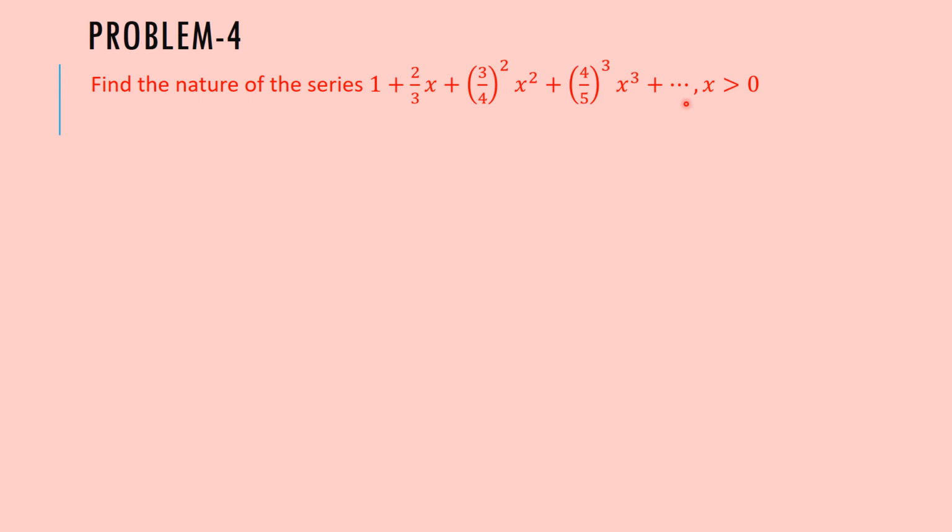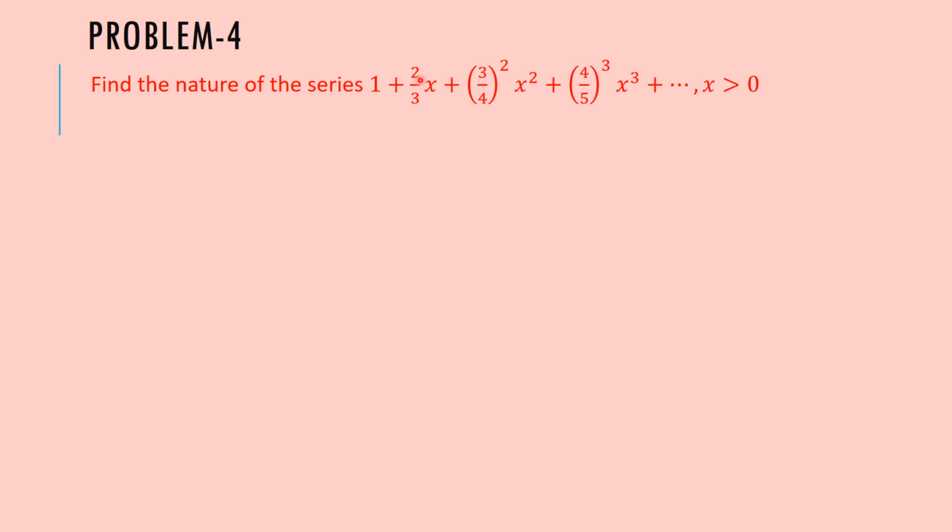Here the nth term of the series is not given. First we have to write the nth term of the series. How can we write it? Look at the first position, it is 1. Second position, it is 2 by 3 x. Third position, it is 3 by 4 whole square x square, etc. Second position, x power is 1. Third position, x power is 2. Fourth position, x power is 3.